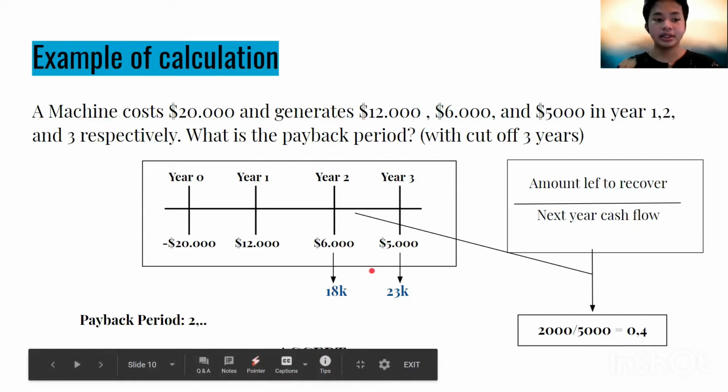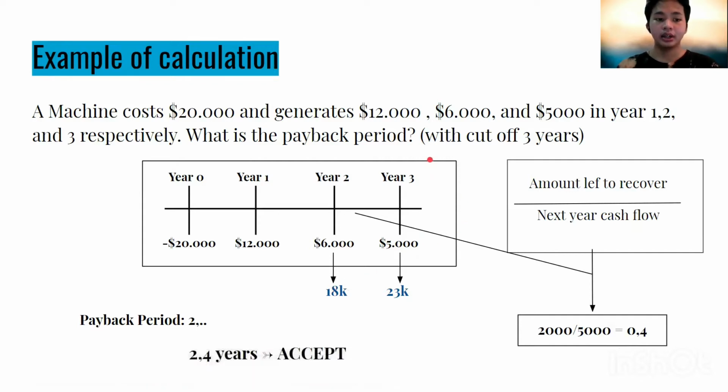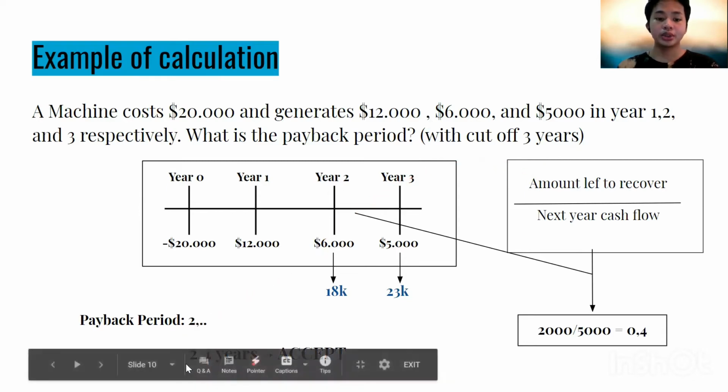In this case, the company says that they will only take the project that has a payback of less than 3 years. So notice that the payback period is 2.4 years, which means that we can accept this investment.